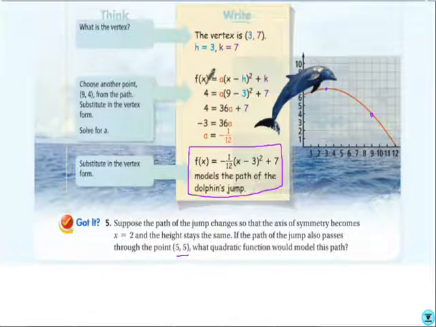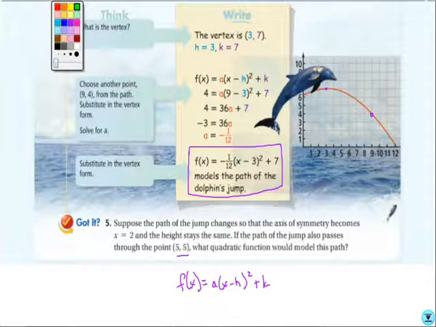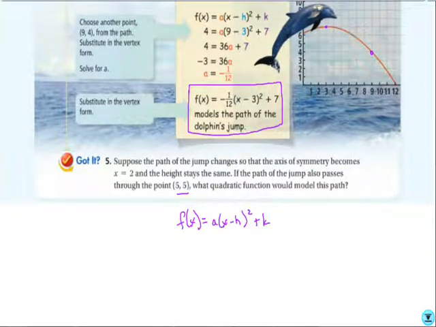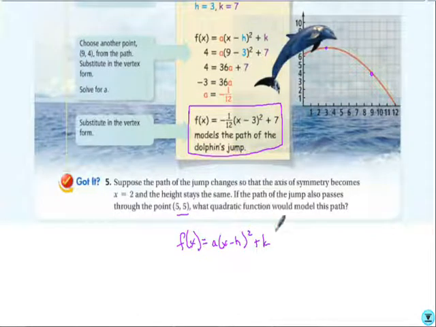Again, I think it's a good idea always to write down the formula that we're working with. Okay? So once we have that, we can plug in what they've told us. They said that the axis of symmetry is 2, which is our h value. So I know that this is going to be (x minus 2) squared. The height stays the same. So the height was 7. So this is plus 7.